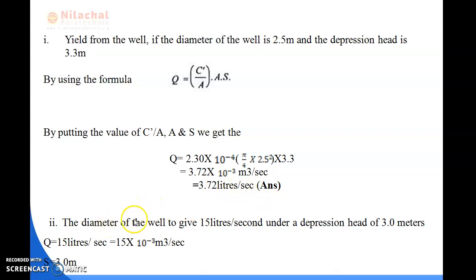Second, the diameter of the well to give 15 liter per second under the depression head of 3.0 meter. We have to find the diameter of the well to give 15 liter per second. So we can write Q equals 15 liter per second, that is 15 into 10 power minus 3 meter cube per second, and S equals 3.0 meter.